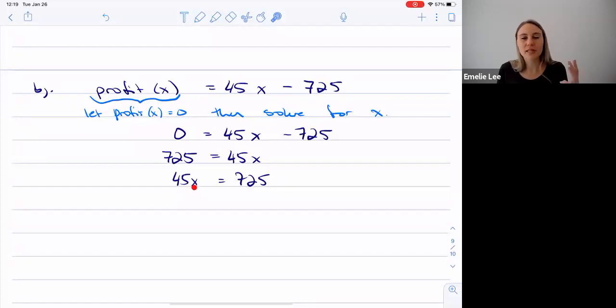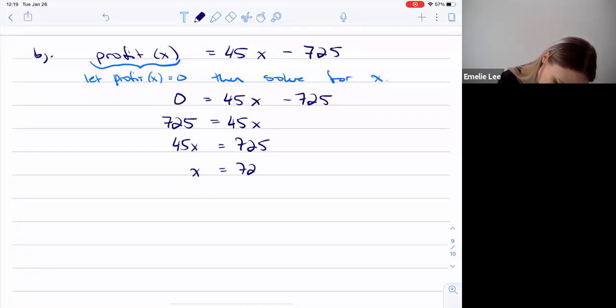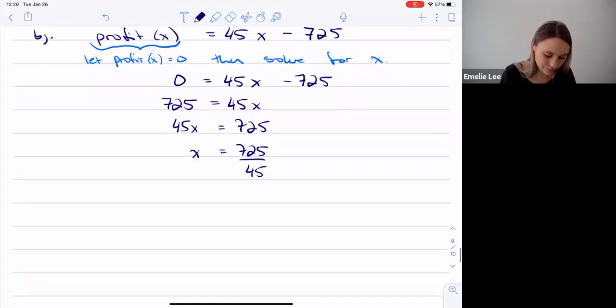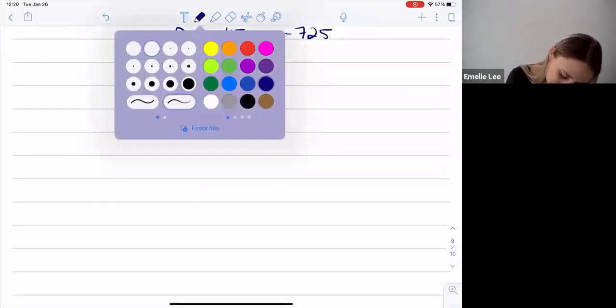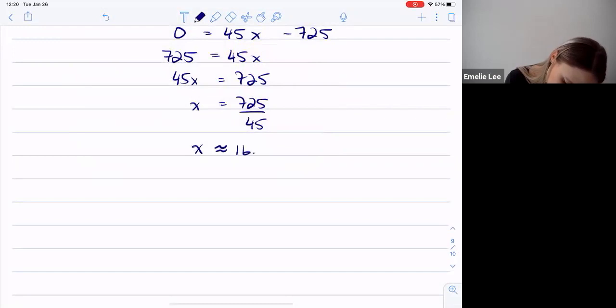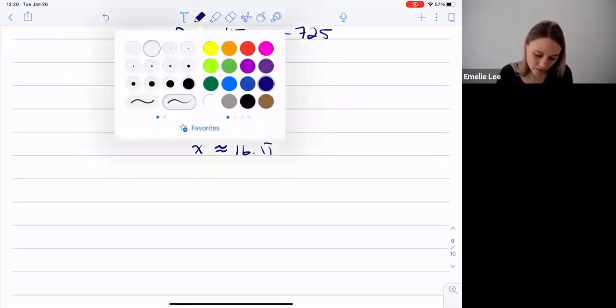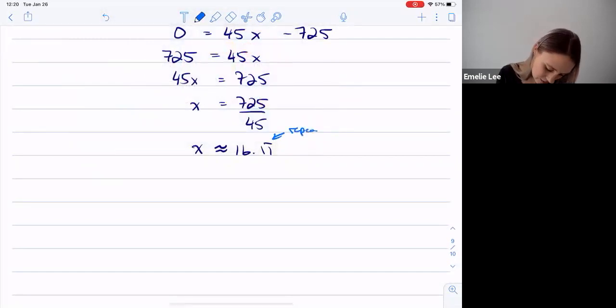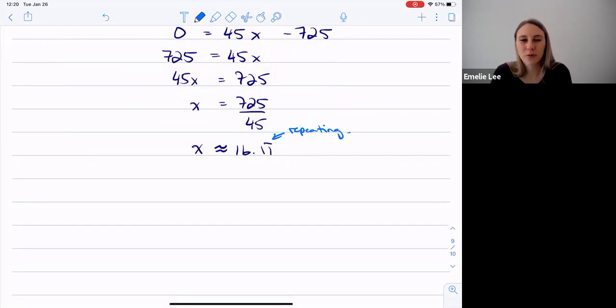Usually I do this in the same step, and I like to think of it as just the revolving door. I just swing things around the equal sign. If A is equal to B, then of course B is equal to A, right? Solving for X, I need to divide both sides by 45. So now I get X is 725 divided by 45. 725 divided by 45 is 16.111 repeating. So X is roughly 16.11 repeating. And you put a bar over whatever is repeating.